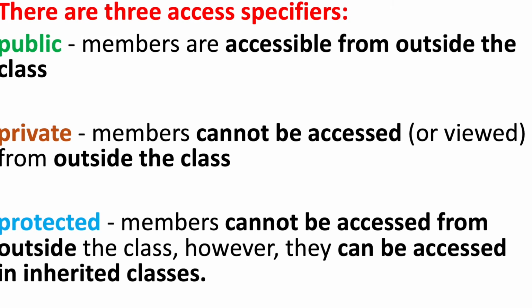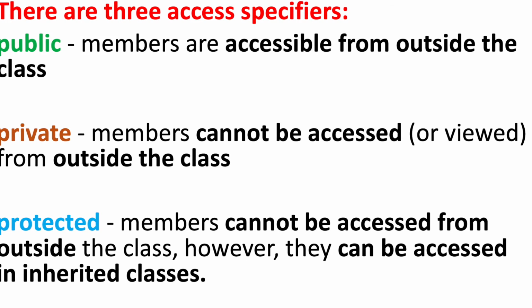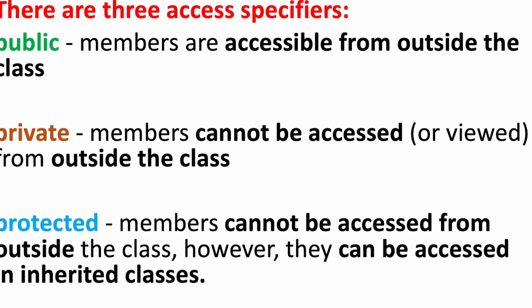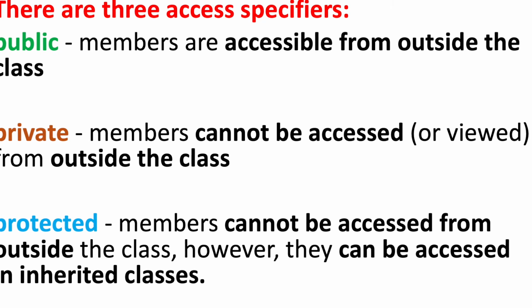The third one is protected. Here members cannot be accessed from outside the class, just like private, but however they can be accessed in an inherited class. For example, if you are using inheritance, at that time these members can be accessed.